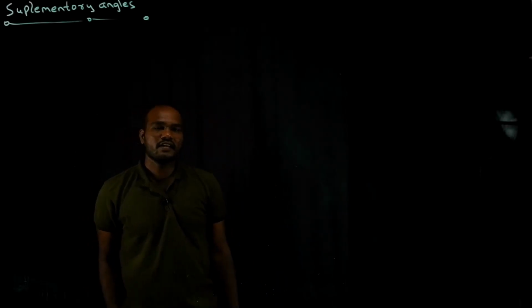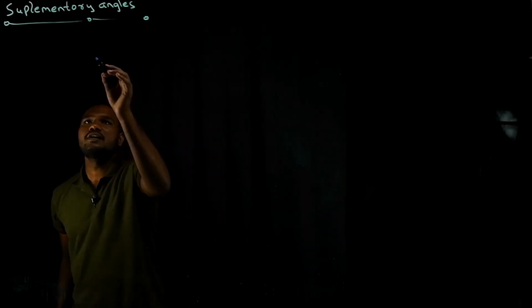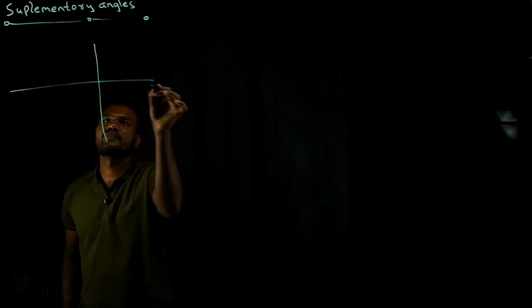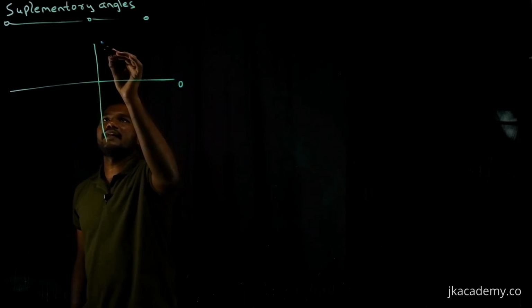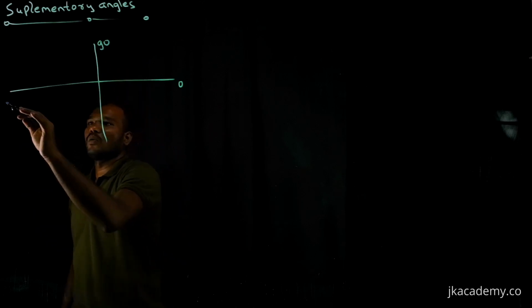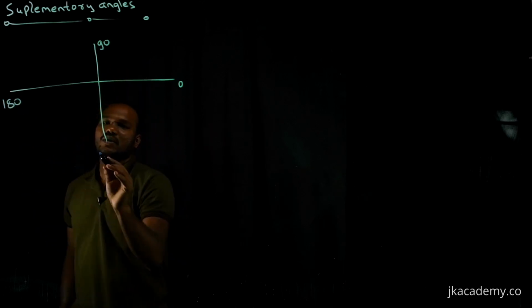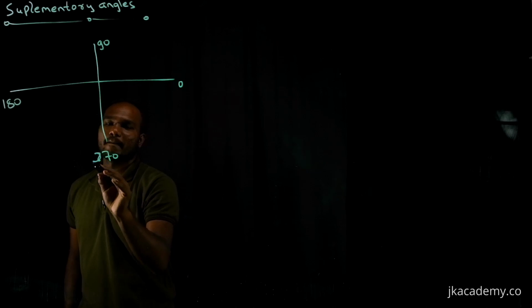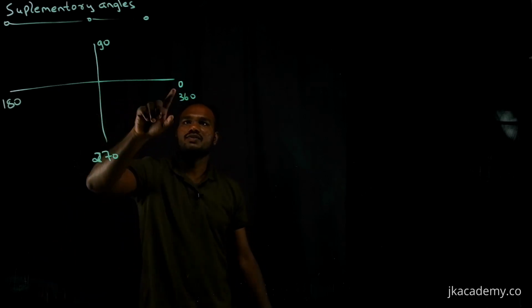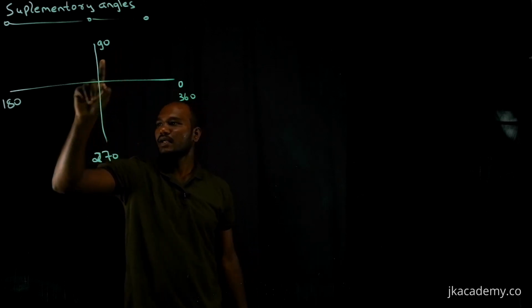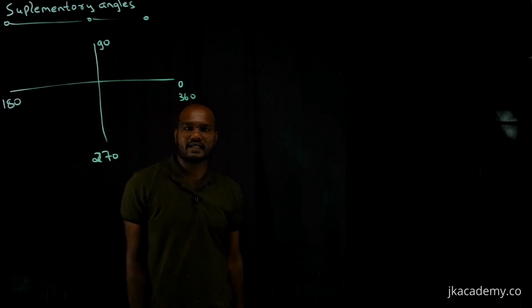See here, what have we learned? We know the quadrant system, how to take it in the quadrant system: 0 degree, 90 degree, 180 degree, 270 degree, 360 degree. 0 degree, 90 degree, 180 degree, 270 degree.